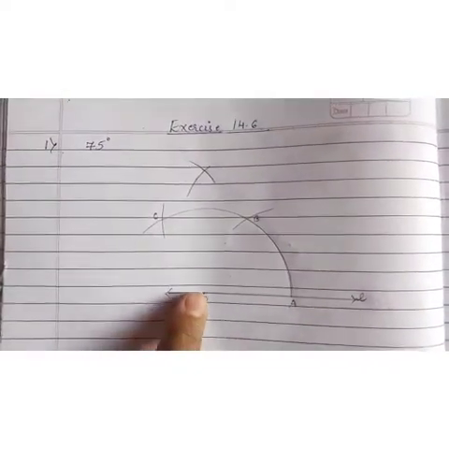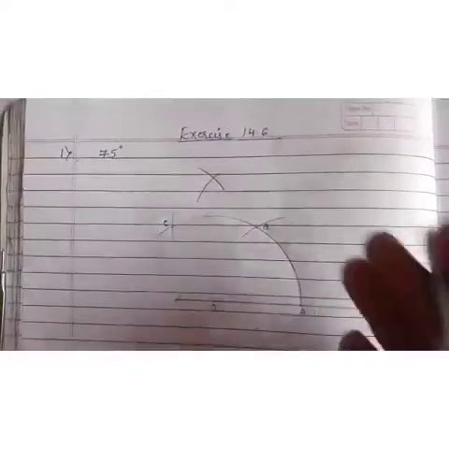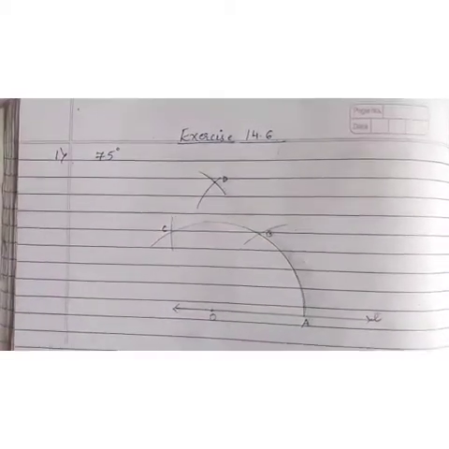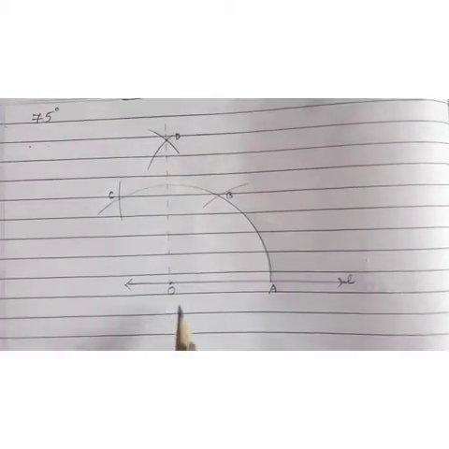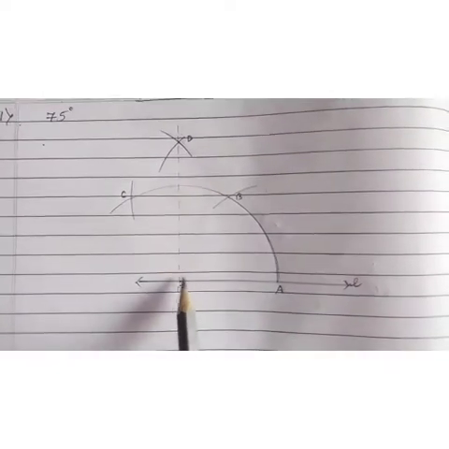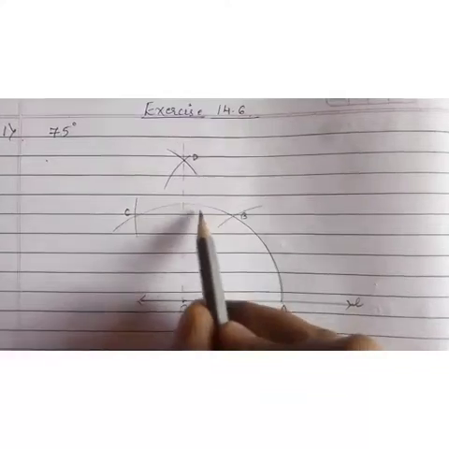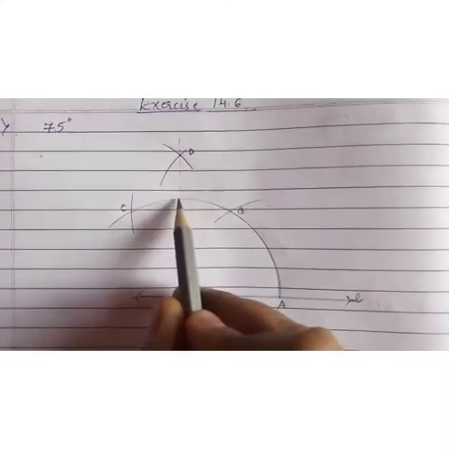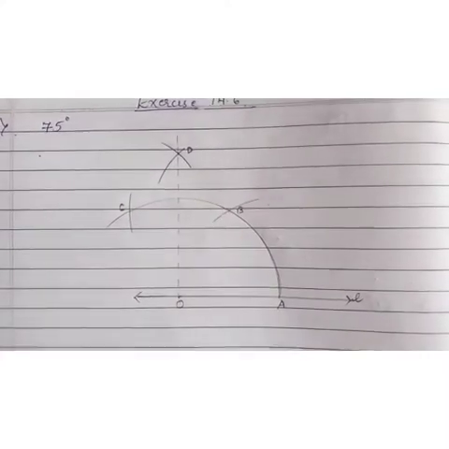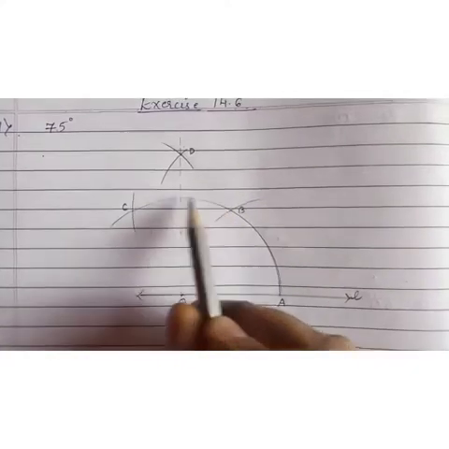Now join O. I will mark this point as D. Join OD. Now children, when I join this, you observe that it is 90 degrees, but what we need is 75. So this is 60, this is 90. So from here to here it is 30. So 60 plus 30 is 90.